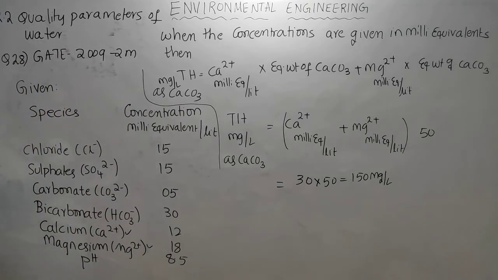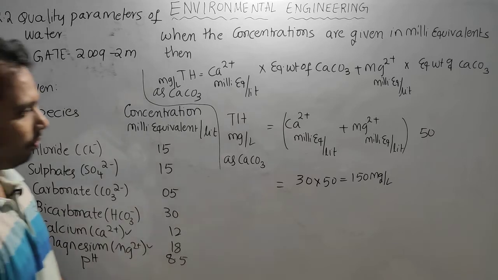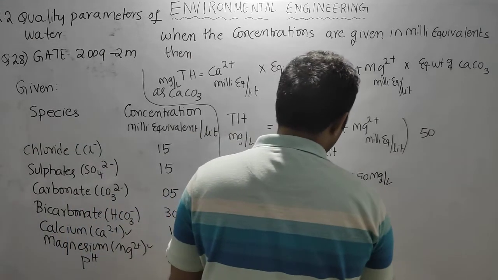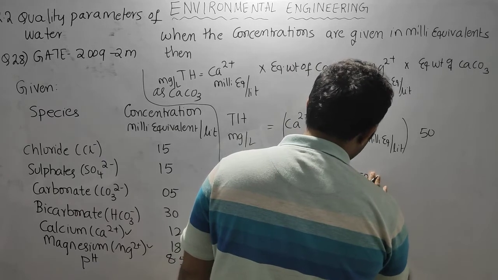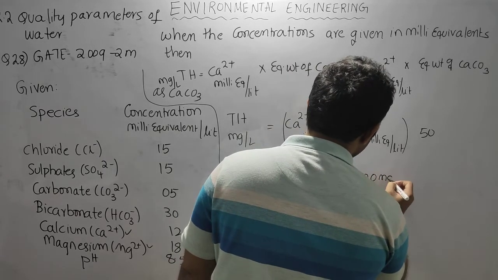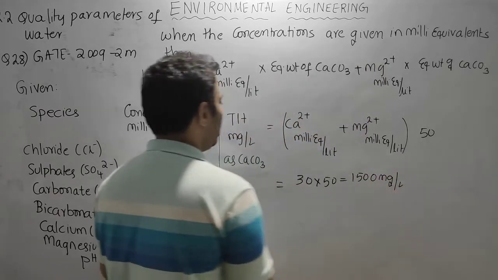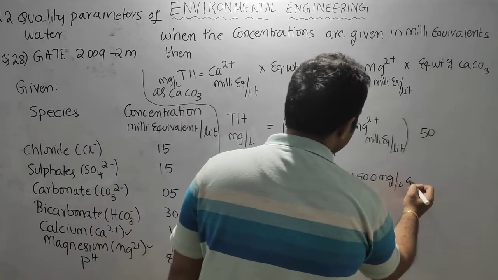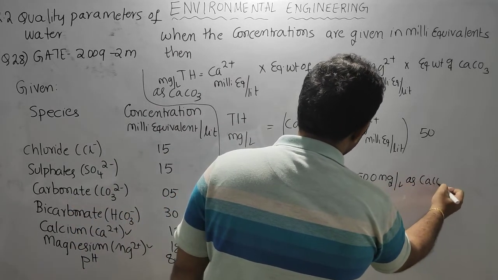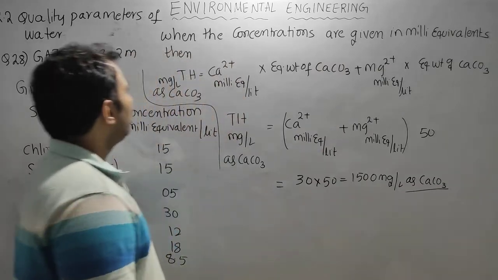This is the first question. 150 is the answer. Sorry, that is 1500, not 150, because 5 3s are 15 and 2 zeros are there. So 1500 mg per liter is the hardness as CaCO3. And what is the next question?